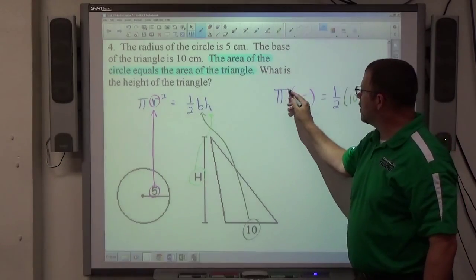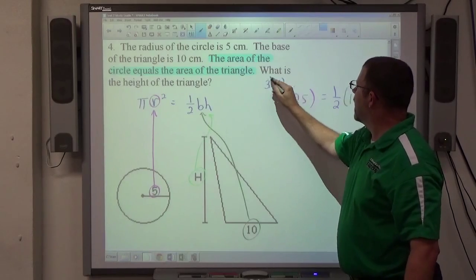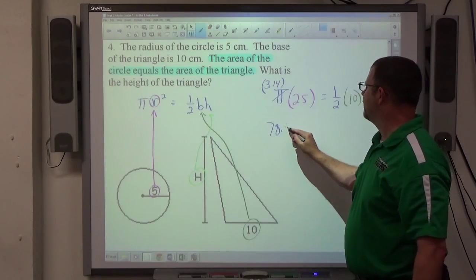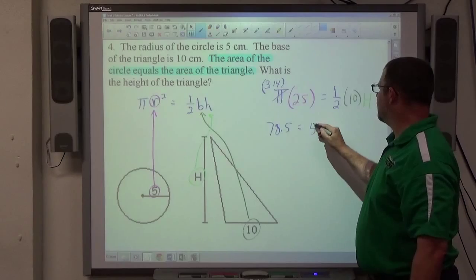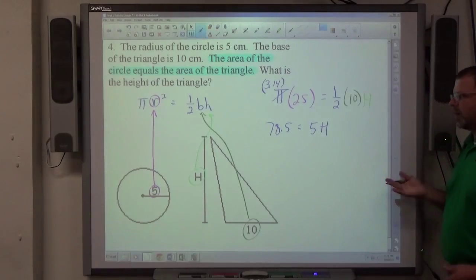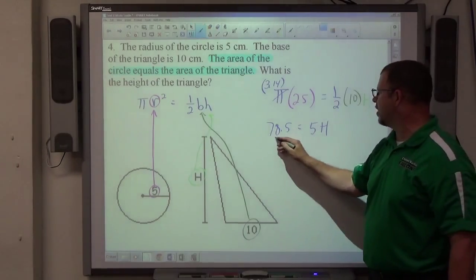If I approximate pi as 3.14 and multiply, I get 78.5. Half of 10 is 5. Just like that, 78.5 equals 5h. We simply divide both sides by 5.